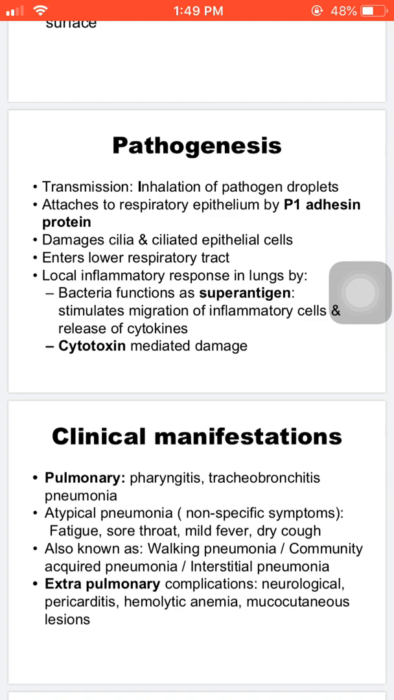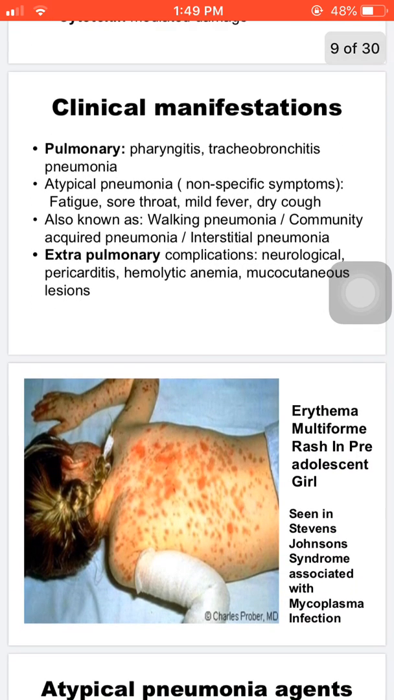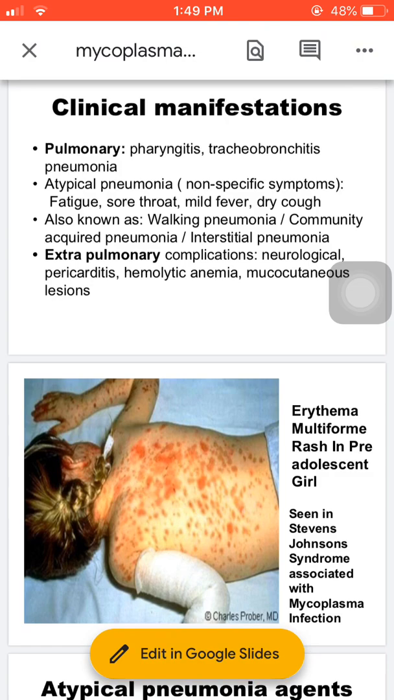So now, having known about the pathogenesis, let us look at the clinical manifestations. The pulmonary manifestations it causes are pharyngitis, tracheobronchitis and pneumonia. The pneumonia here is known as atypical pneumonia. Why? Because usually in bacterial pneumonias, the clinical picture is high fever, dyspnea, chest pain and productive cough. Whereas in mycoplasma, the picture is different. There is mild fever, just a sore throat, dry cough and fatigue. So it's something different from the picture of a typical pneumonia. That's why it's known as atypical pneumonia.